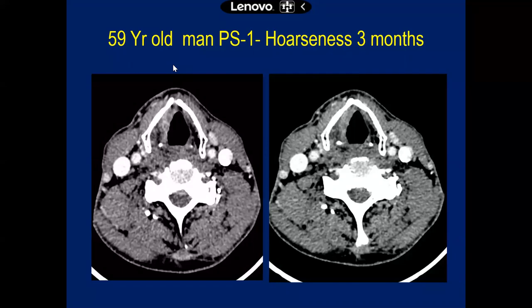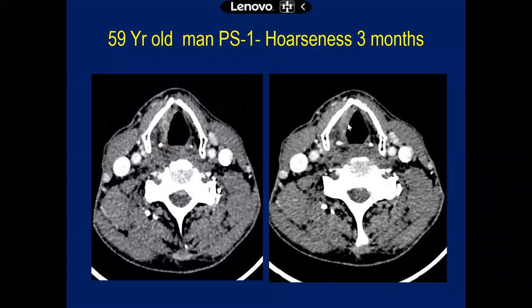Here is a 59-year-old gentleman with performance status 1, hoarseness for 3 months. First of all, you should understand which is the level. It is supraglottis because it is at the level of the arytenoid. See the arytenoid. Here you can see a paraglottic fat. Here you cannot make out the paraglottic fat. What does it mean? It means the paraglottic fat on the right side is obliterated. We can see an enhancing lesion. If you draw a GTV, this will be the tumor. Here you can make out the paraglottic fat, here you cannot. So it is a T3 disease.